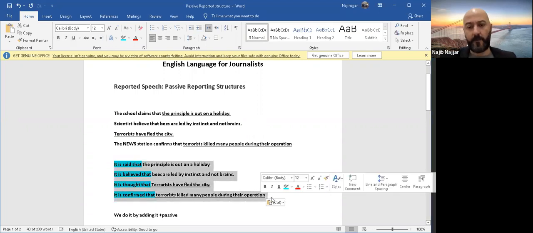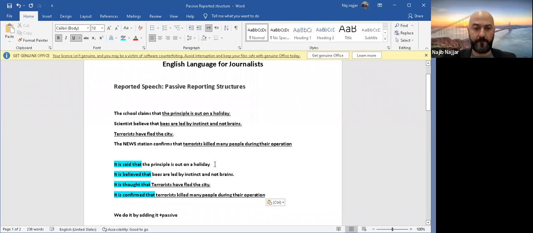Now, take a look at these four reported sentences. Look, this is the main idea. The principal is out on a holiday. All I need to do is put the passive part here. Here the verb is claimed, so I'd better use the same verb. I can use any of the reporting verbs like said, claim, thought, confirmed, believed, assumed. All these verbs are called reporting verbs. Now here, as you can see in sentence number one, they use claimed, I'll use claimed. It is claimed that, and then put the idea as is.